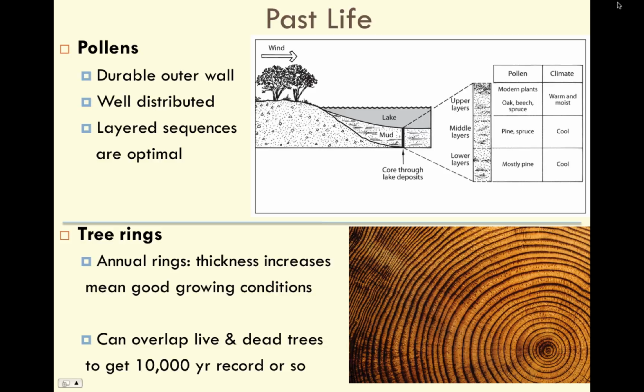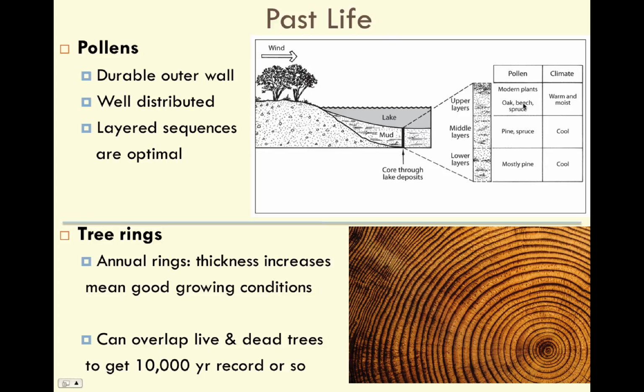Pollens are particularly useful because they have very durable outer walls. They withstand long time frames. They're very well distributed. That's the whole point of pollens, for the plants to distribute them widely. Layered sequences are very optimal. Looking here at the right graph, here's layers of pollen.